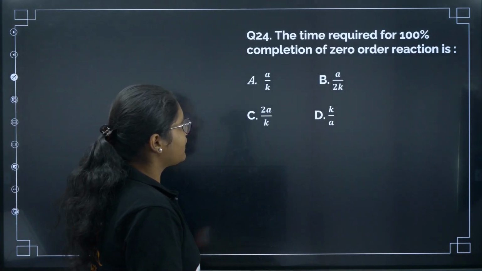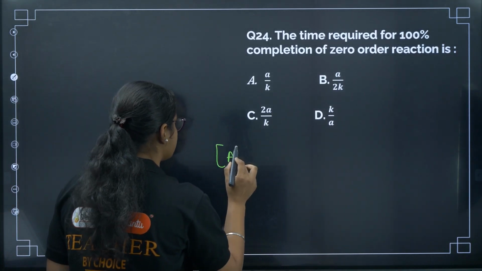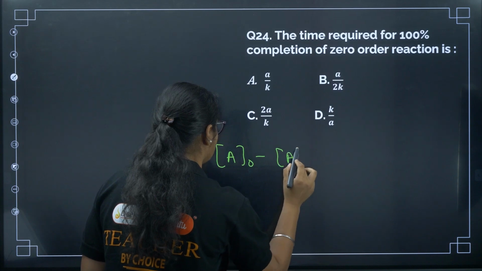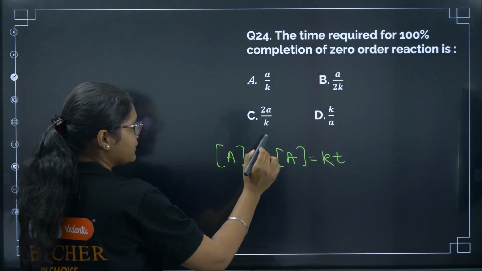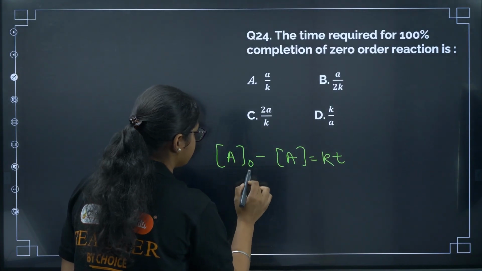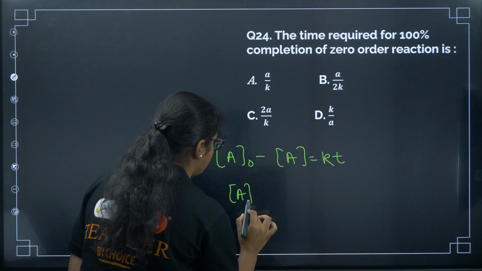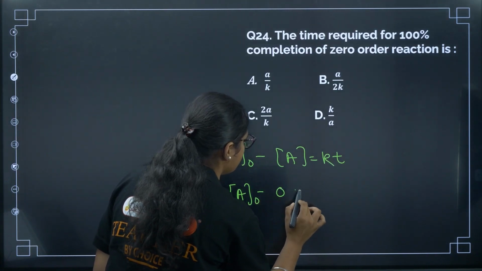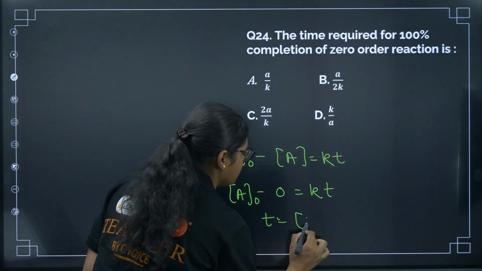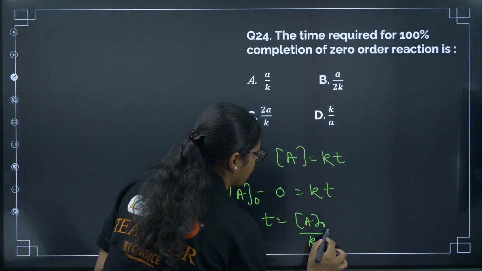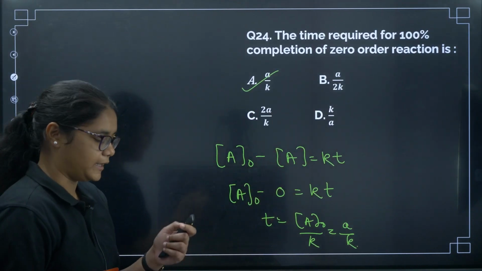Okay, next, the time required for 100% completion of a zero order reaction is. So for zero order reaction, what is the value? A naught minus A is equal to KT, right? Now if you see that the final concentration, this is 100% completion of the reaction. So I can write A naught minus 0 is equal to KT, right? Now T value will be equal to A naught by K or A by K. Okay. So the correct answer for this question is option number A.